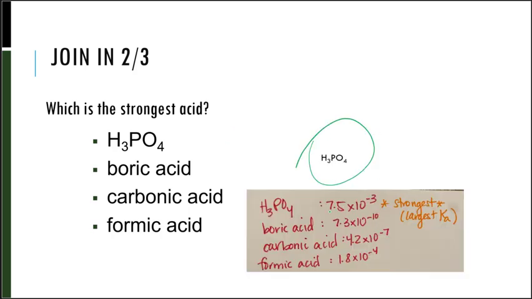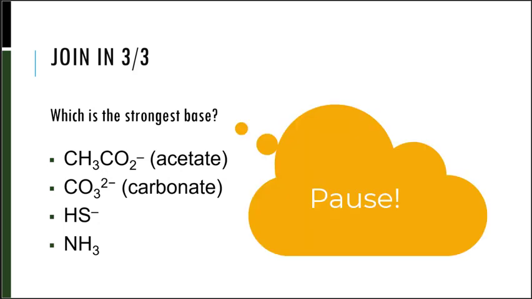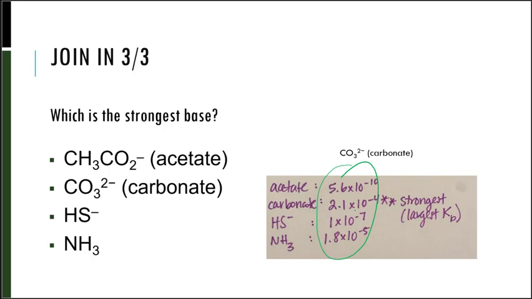Hopefully you said H3PO4. I went and looked at the values here. This was 7.5 times 10 to the negative 3 and found the other 3. And the largest Ka was our phosphoric acid. Which one of these is the strongest base? Again, I looked at the values on that page and I got carbonate with 2.1 times 10 to the negative 4th is the largest Kb.